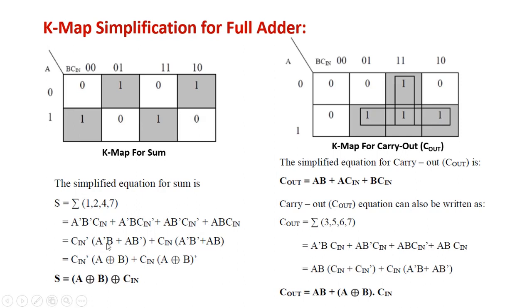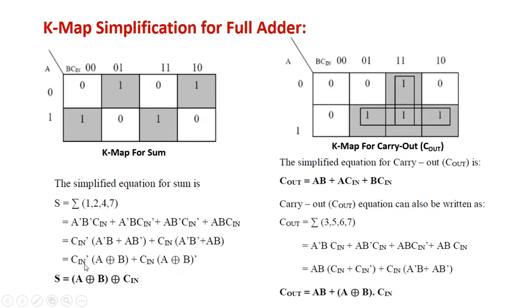So we will have A bar B or A B bar. And similarly we will take C in common here. So we will get A bar B bar or AB. Now you can see that this is C in bar and this is XOR. And this is A bar B bar or AB. This is XNOR, and XNOR can be written as A XOR B's complement.